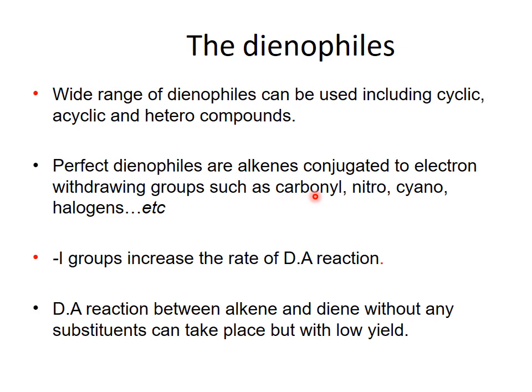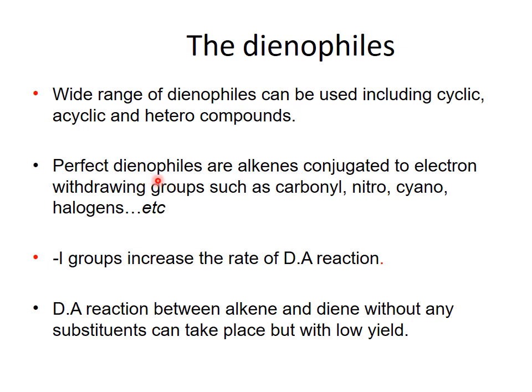Negative I groups increase the rate of Diels-Alder reaction. Negative I groups are the electron withdrawing groups, the groups which withdraw electron density from the system. Here I told you that dienophiles are the best species if their double bond is in conjugation with an electron withdrawing group. These electron withdrawing groups produce negative I effect. So such dienophiles are the best dienophiles and the best reactants for the Diels-Alder reaction. And in the previous slide I told you that if electron donating groups are attached to the diene, then such dienes are the best dienes.